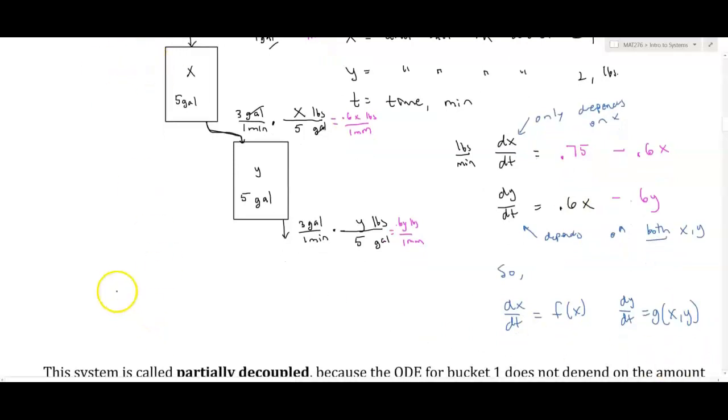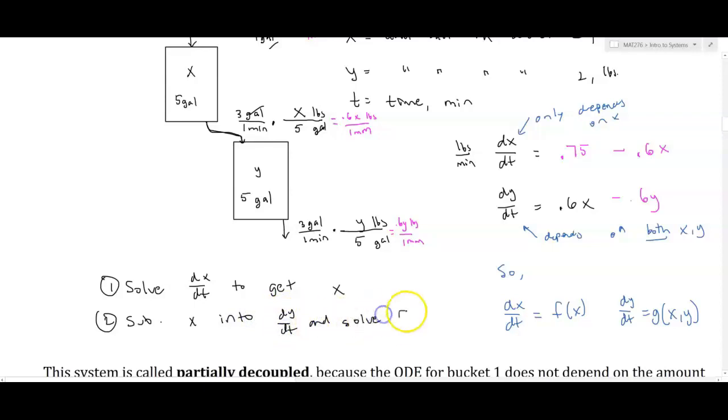We're going to say, first, step 1 will be solve dx/dt to get x, substitute x into dy/dt, and solve for y. So that's pretty much all we need to do in order for this to take place.